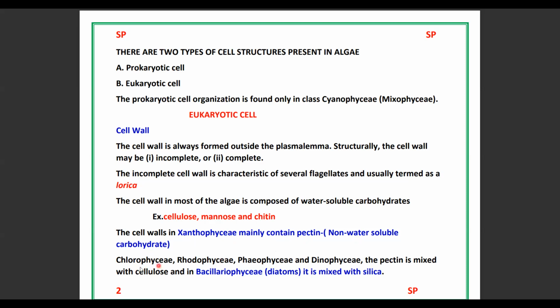So in Xanthophyceae, the cell wall mainly contains pectin. In Chlorophyceae, Rhodophyceae, Phaeophyceae, and Dinophyceae, the pectin is mixed with cellulose. And then Bacillariophyceae, popularly known as diatoms, along with cellulose, silica granules are also present. Cellulose, pectin, and silica granules are present in the Bacillariophyceae. Very important, silica granules are present in the diatom cell wall.